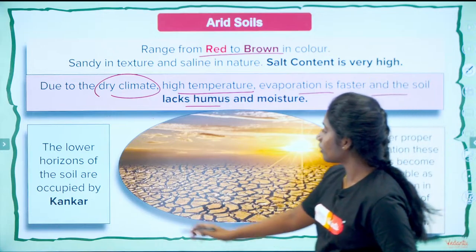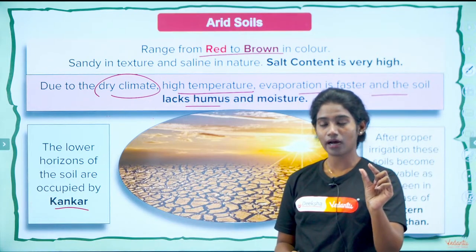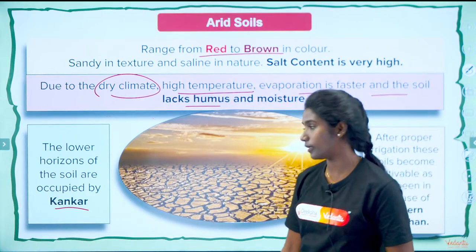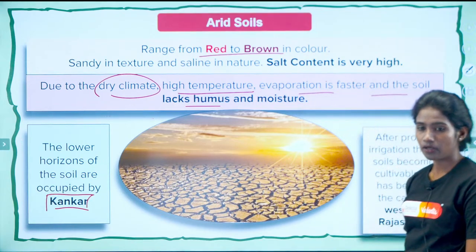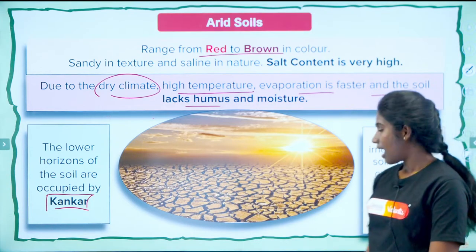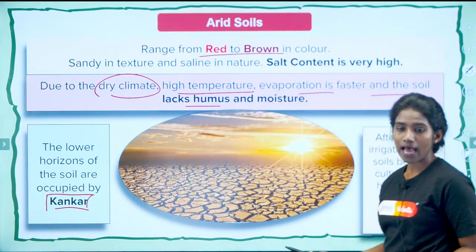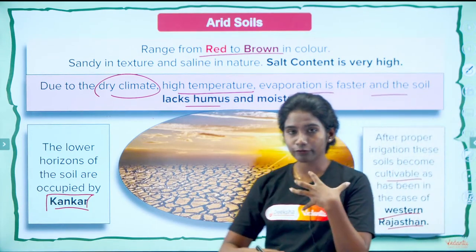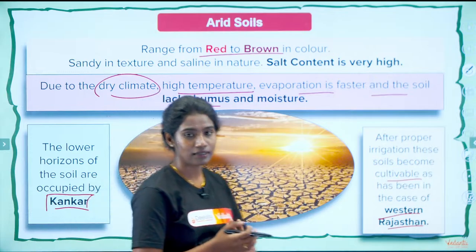Okay. So now the lower horizons of the soil are occupied by kankar. I told you, the kankar granules are actually composed of calcium carbonate. So this soil has a good amount of kankar, nothing but calcium carbonate. Okay, and after proper irrigation, this soil becomes cultivable, as in the case of western Rajasthan. It will be dried, lacking humus as well as moisture content, right? If a proper irrigation system is adopted, then the land will be fit for cultivation. That's what they are saying.